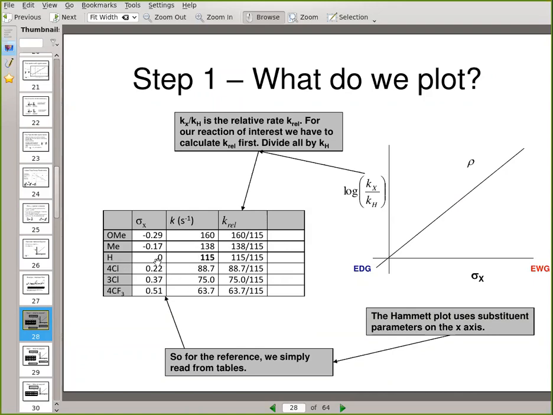So the first thing I'm going to do is have a look at the unsubstituted case. You'll notice that the rate for the unsubstituted case is 115. So I'm going to divide everything here by 115.